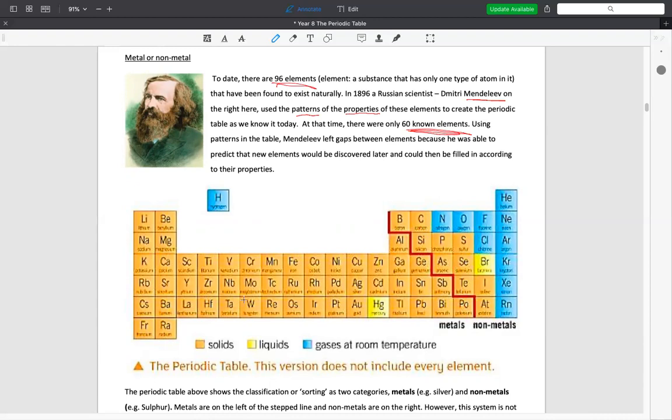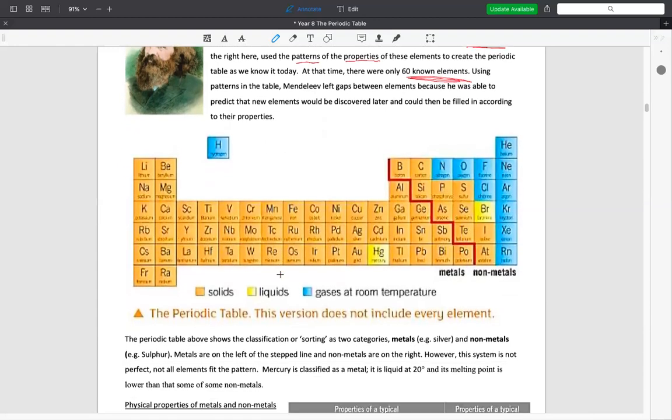So we've just added the elements on in the same way that Mendeleev laid out. But Mendeleev actually knew, well, he predicted, that new elements would be found. So at the time he left gaps so they could be added in later.